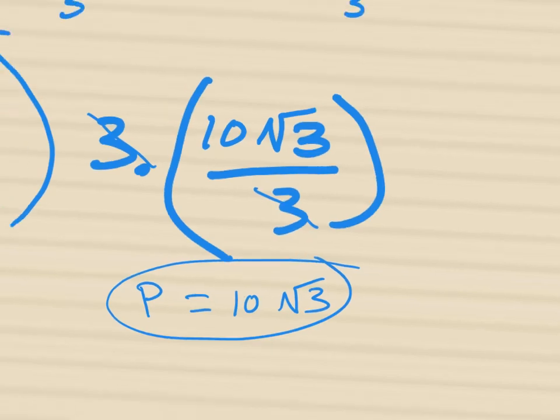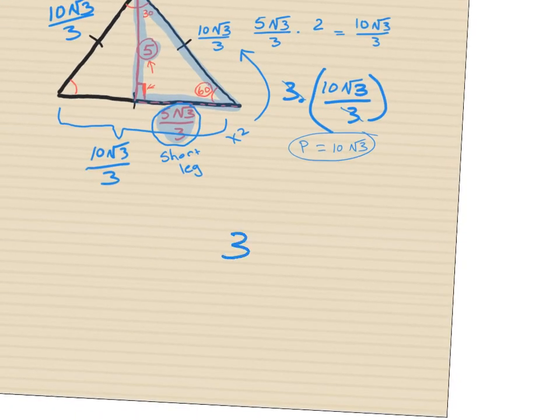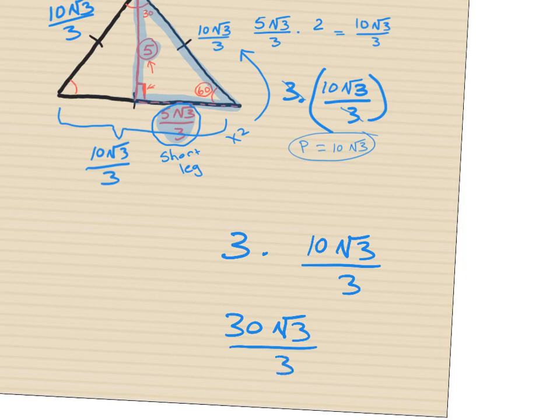Or if you'd rather, some of you don't like that, so I can see 3 times 10 square root of 3 divided by 3. 3 times 10 is 30 square root of 3 divided by 3. How many times does 3 go into 30? 10 times, which is 10 square root of 3. Same exact answer. That made more sense to me.